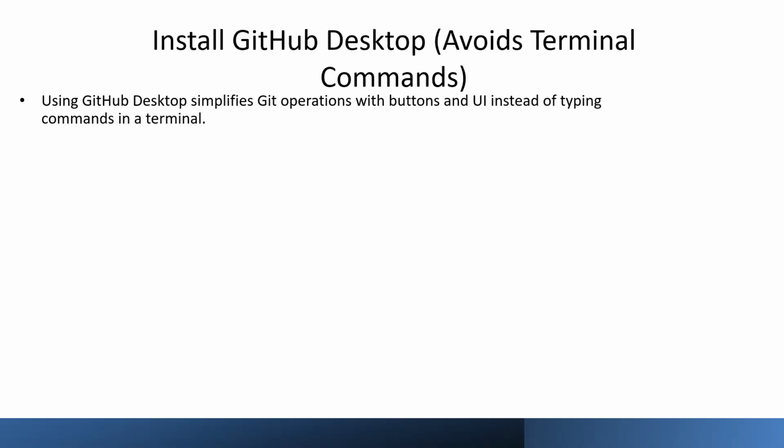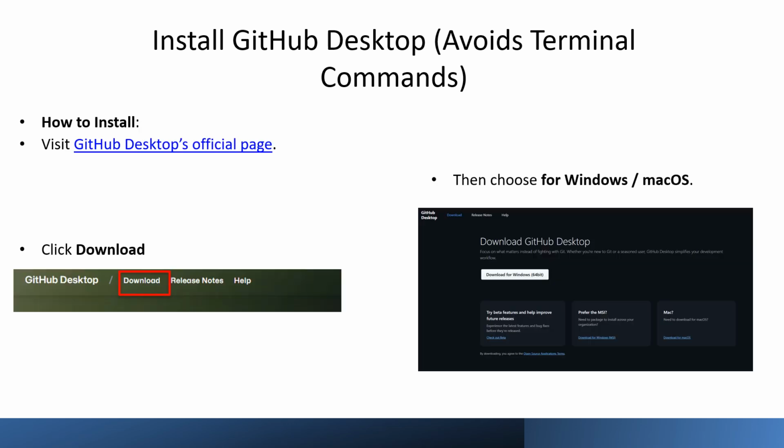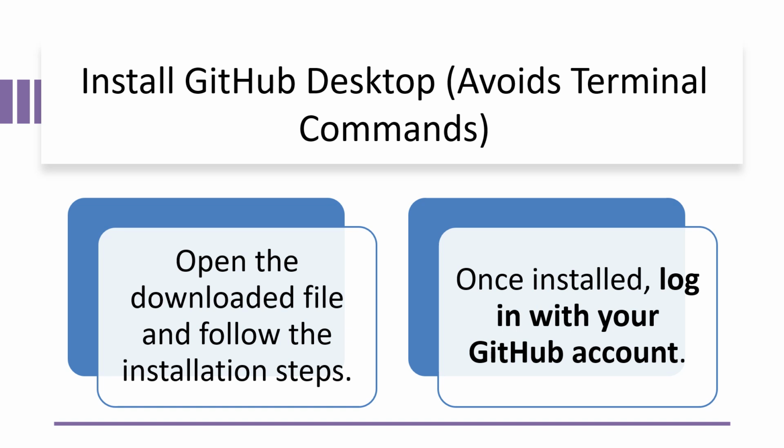Using GitHub Desktop makes working with GitHub much easier by allowing you to manage repositories with buttons instead of command line commands. This is perfect for beginners. Visit desktop.github.com. Click Download for Windows or macOS. Open the downloaded file and follow the installation steps. Once installed, log in with your GitHub account.